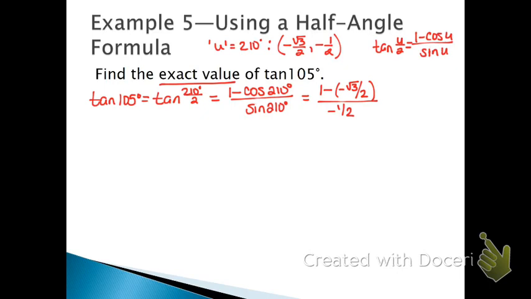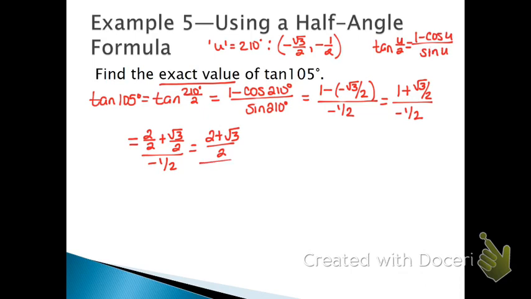Alright, let's work in that numerator. So this is going to be what? 1 plus the square root of 3 over 2 all over the negative 1/2. Not yet. You got to get that numerator into one term before keep it, change it, flip it. So this is 2 over 2 plus the square root of 3 over 2 all over negative 1/2, right? So I dealt with my numerator. I got it together.